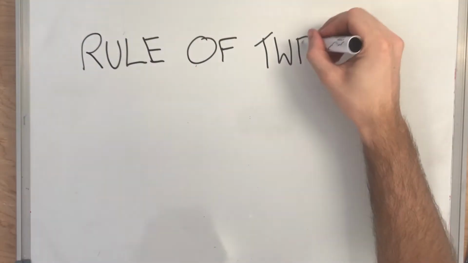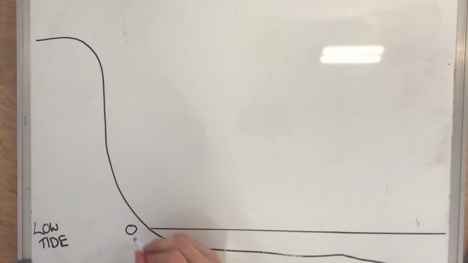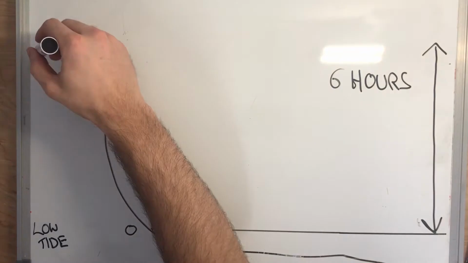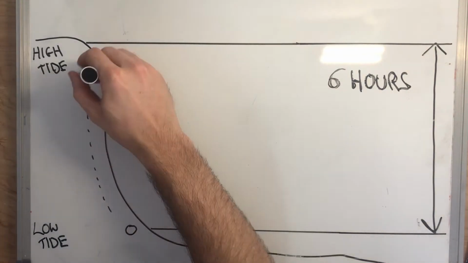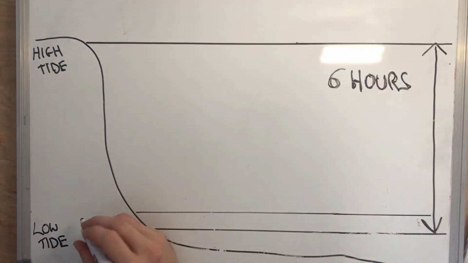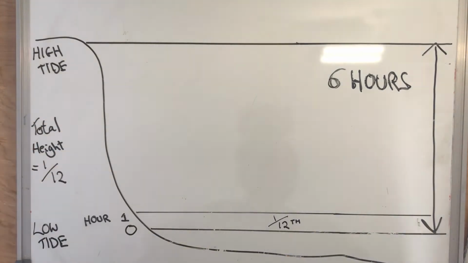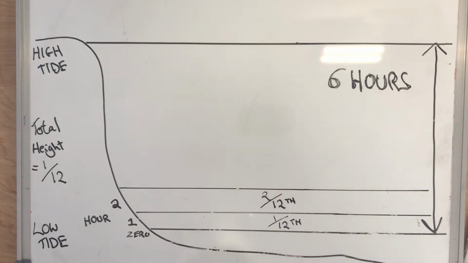Here's the rule of 12ths to explain the tide flooding. Let's call low tide 0 hours. The water takes roughly 6 hours to go from low tide to high tide and vice versa. So the tide is now starting to come up. After the first hour, the amount of water will rise by 1/12 of the total range. It starts off pretty slow. In the second hour, the water will rise by a further 2/12, so total 3/12 of water.